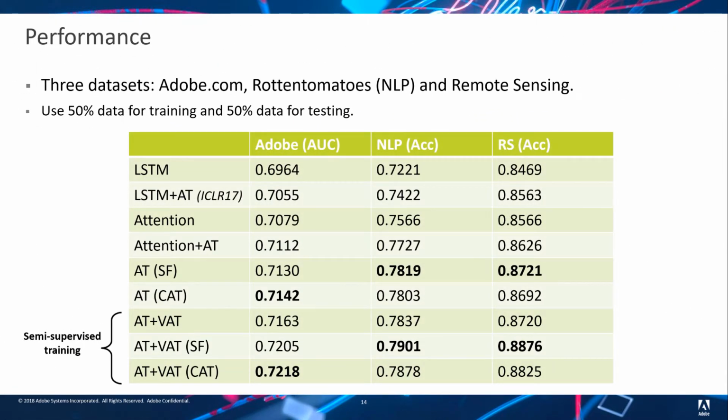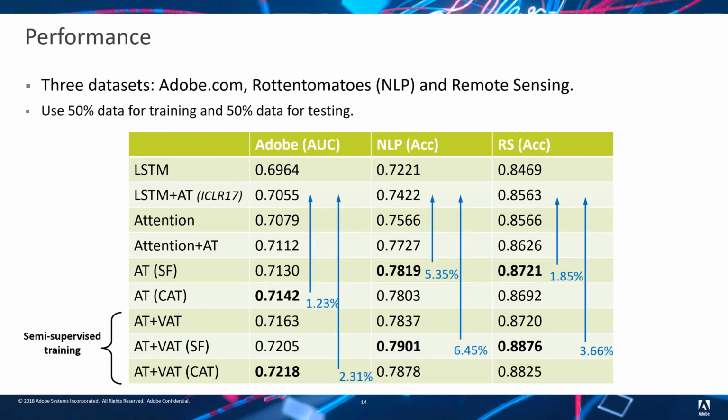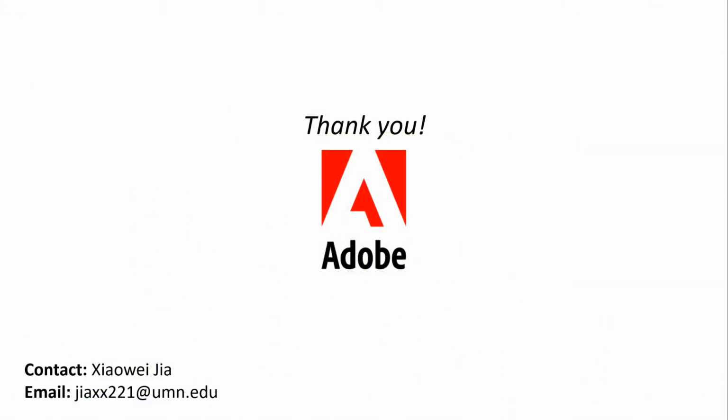We evaluate our method on three types of dataset. One is e-commerce from Adobe.com, and the second is sentiment classification, and the third one is remote sensing. And we've shown that our method on all of these dataset can significantly improve the performance compared with the existing methods. We have more detailed method discussion and results in our paper.